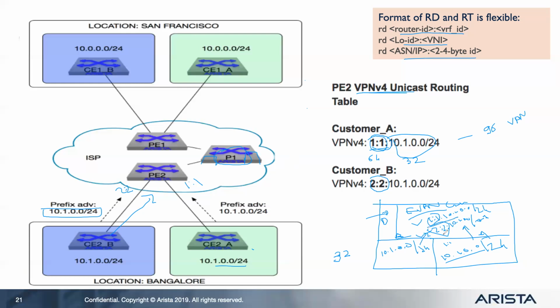So now these unique VPN v4 routes are what will be advertised to P1 or any other router in the backbone. All these devices in between will have only this global VPN v4 routing table. They will not have different VRFs. So you don't have to create different VRFs on all these backbone devices. You will just have the global EVPN table. Obviously the default routing table will always be there, but other than that, you don't have to create different VRF routing tables.